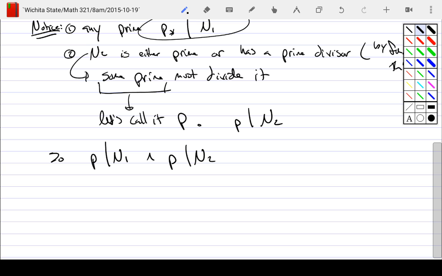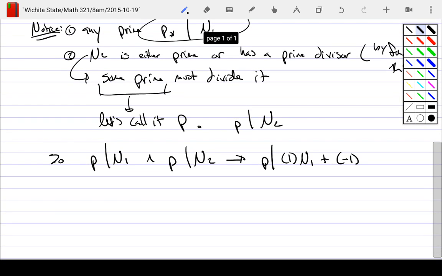I could have 5 of the first and 4 of the second. I could have 2 of the first and negative 20 of the second. All right, any linear combination. Well, that would tell me that the prime must divide... I'm going to take 1 of the first and negative 1. Which way? No, I want to go the other way. I want negative 1 of the first and 1 of the second. Negative 1 of N1 and 1 of N2, because it'll divide any linear combination.